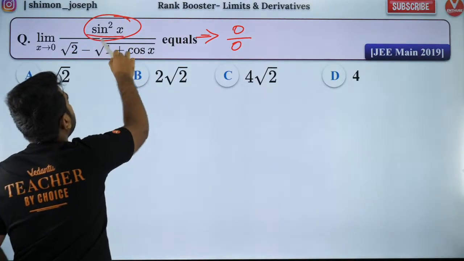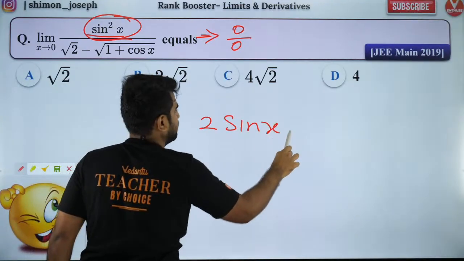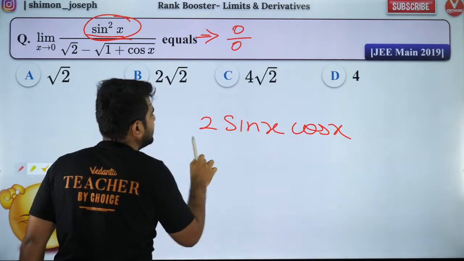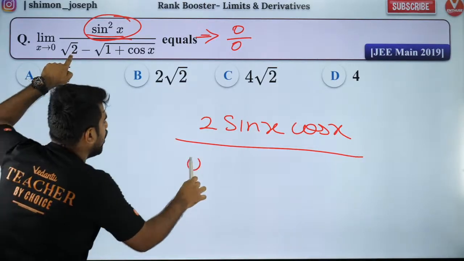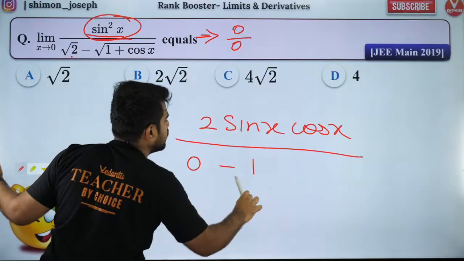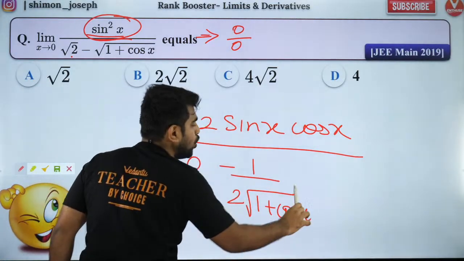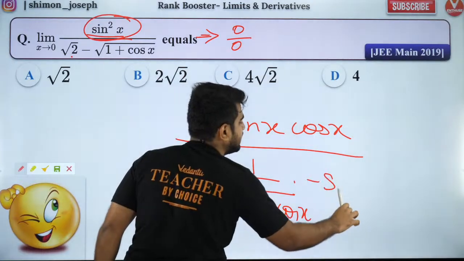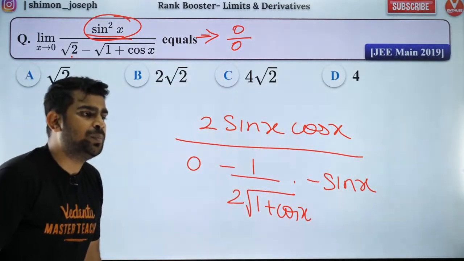What is the derivative of the numerator? Derivative of sin square x is 2 sin x cos x. Derivative of root 2 is 0. Derivative of minus root of 1 plus cos x is minus 1 by 2 root of 1 plus cos x, into the derivative of cos x, which is minus sin x. That's it, beauty.